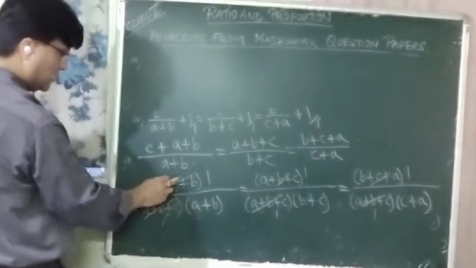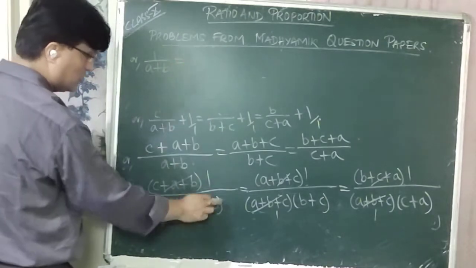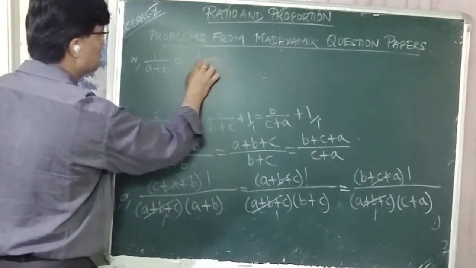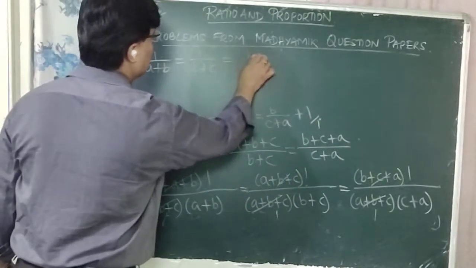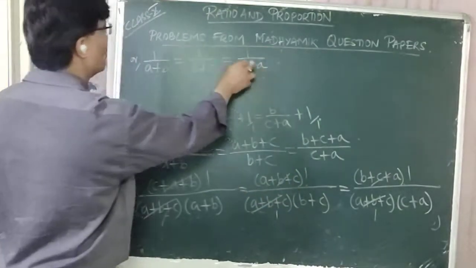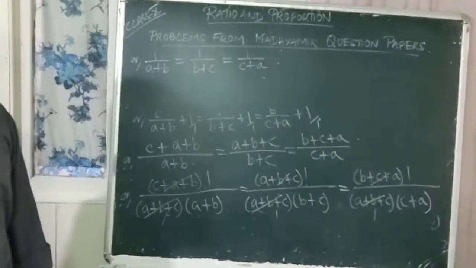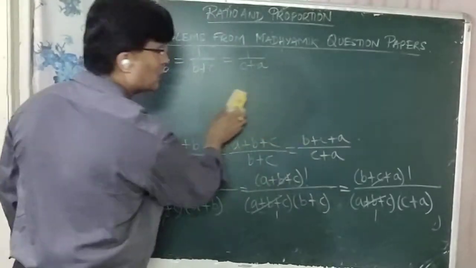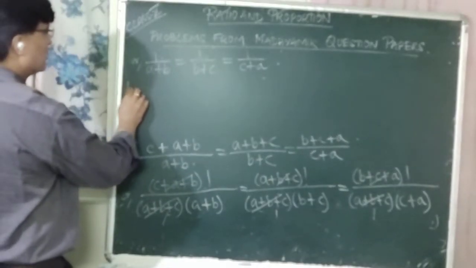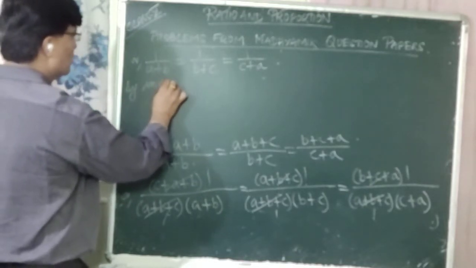This is 1 upon A plus B is equal to 1 upon B plus C is equal to 1 upon C plus A. So we got this simplified expression. Now what will you do here? Now you can use invertendo here. So by invertendo, what can you write? You can invert all the sides.